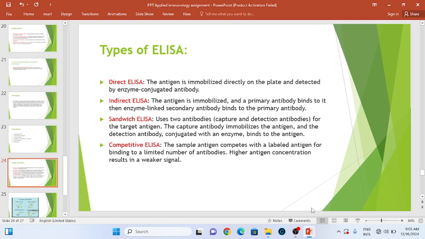If the patient is positive, meaning antigen is present in that complex, or no antibody is in that complex, the free antibody will come and bind to the coated antigen. But if there is no antibody remaining, it means antigen and antibody have already made a complex, and they will not bind to the coated antigen. So higher antigen concentration results in a weak signal.